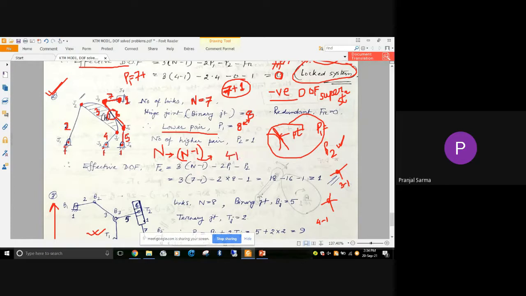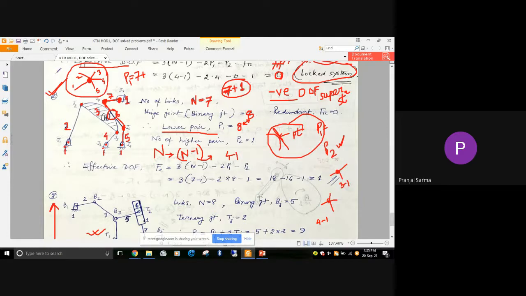Suppose the joint has 5 links connected together. How many links are joined together in this particular joint? 1, 2, 3, 4, 5, in this diagram I am talking about. So at this connection, 5 links are joined. How many equivalent pairs will this joint give? We are interested in the number of pairs, that is, we need n, P1 and P2.